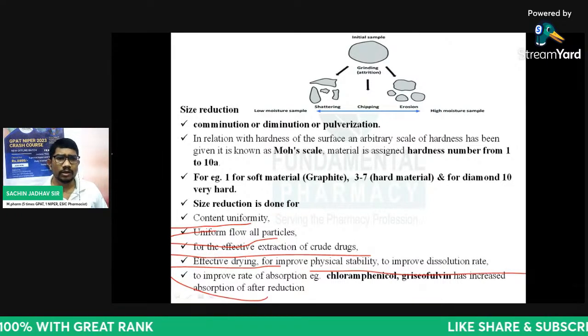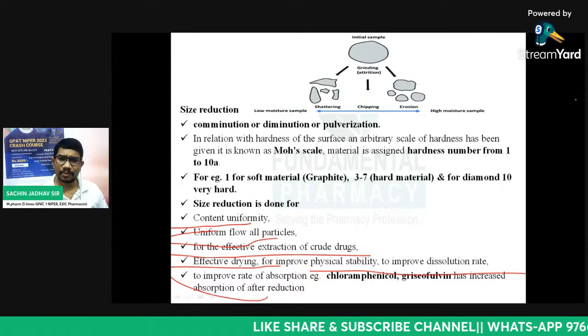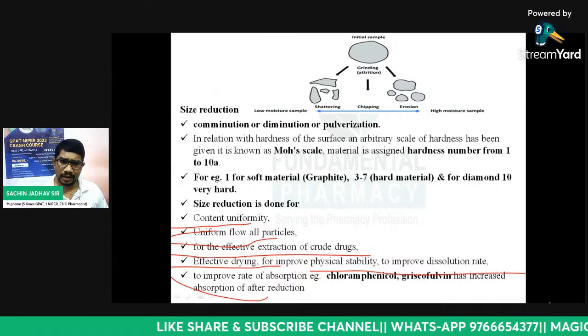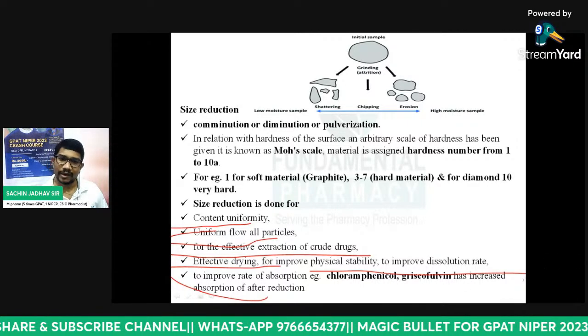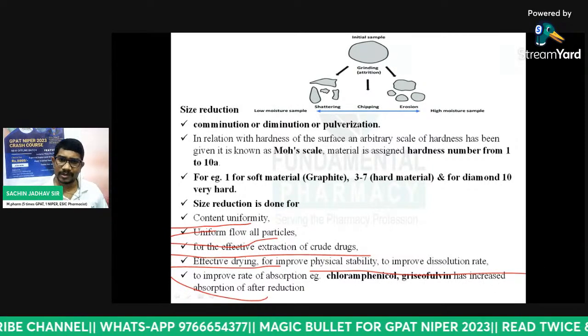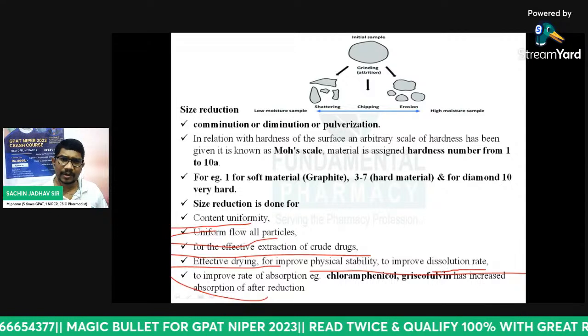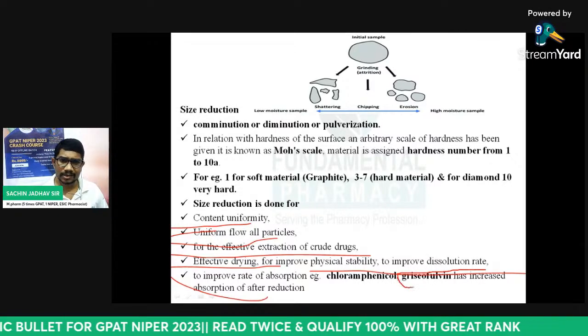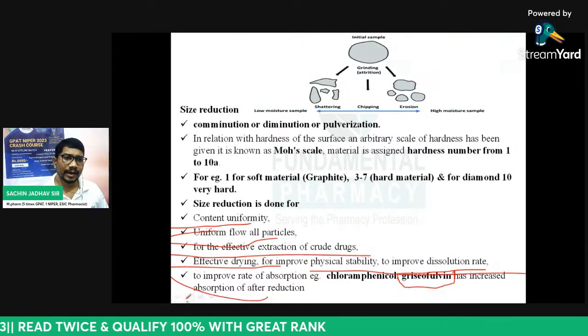Now, to improve the absorption rate. For example, chloramphenicol, एक एंटीबायोटिक होता है क्लोरैम्फेनिकॉल, राइट? ग्रिसियोफुल्विन एक एंटीबायोटिक होता है. So griseofulvin is an antifungal drug basically. So griseofulvin is a perfect example for size reduction. Why do you have to do size reduction? So griseofulvin एक antifungal drug है and that is the perfect example.